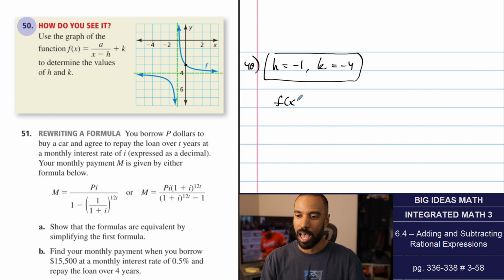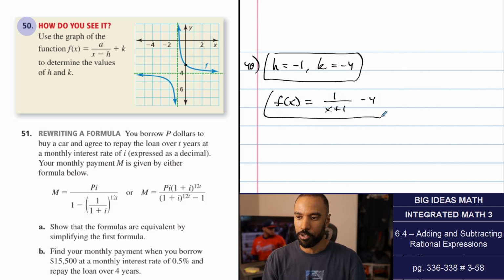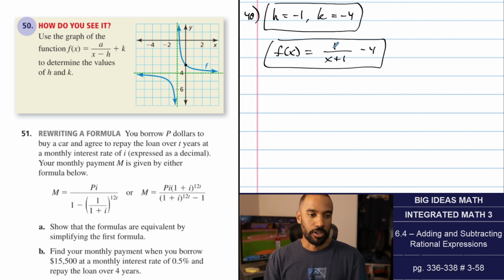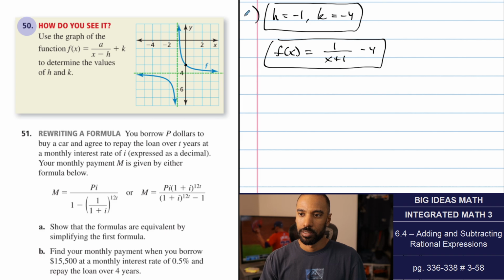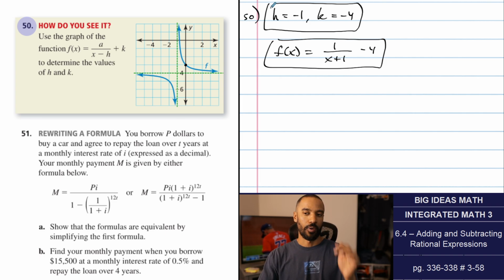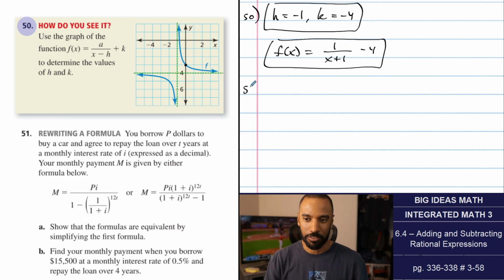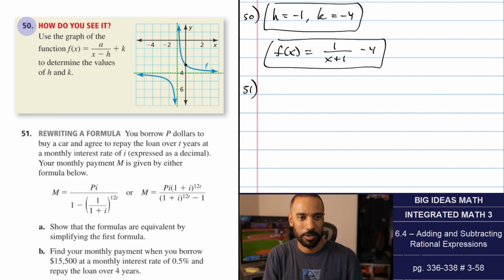But your equation is f of x equals 1 over x plus 1 minus 4. Just keep in mind for your equation, the h is opposite appearing, but the h value itself is -1. It's x equals that for the vertical asymptote. Oh, that's not number 40. That is number 50. I've seen that before, by the way. When I go back and do my timestamps for my problems, I've seen that I've written a problem wrong and I never go back and correct it. I want to correct that one.